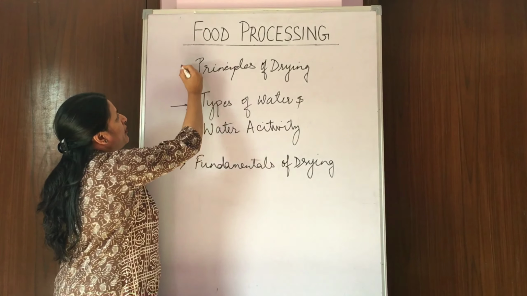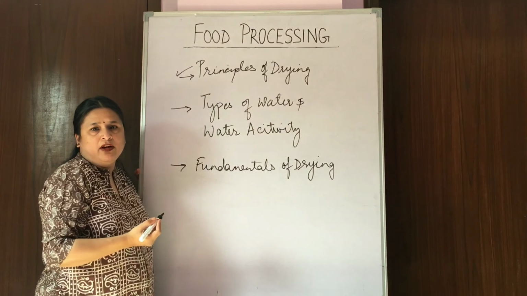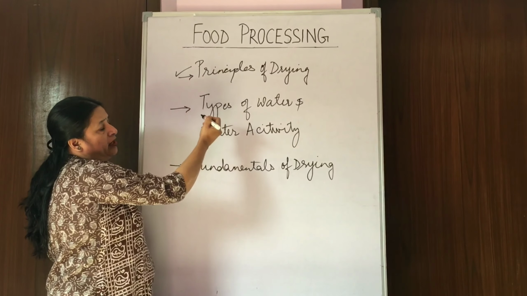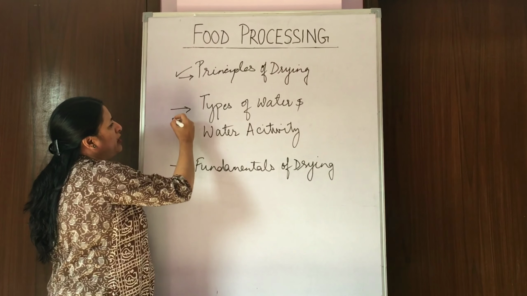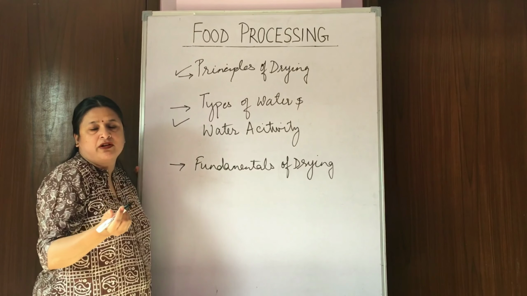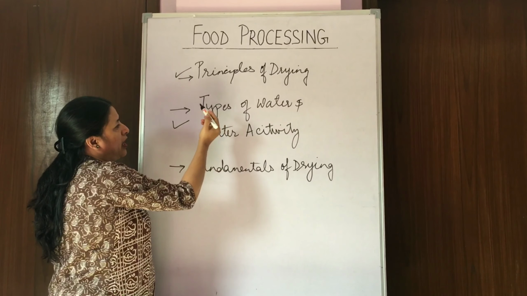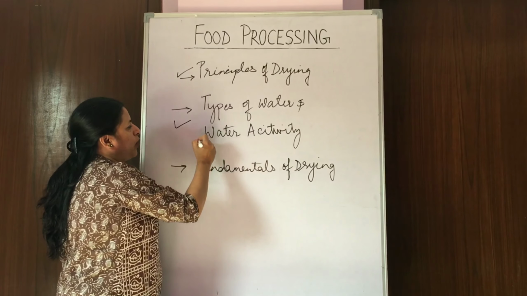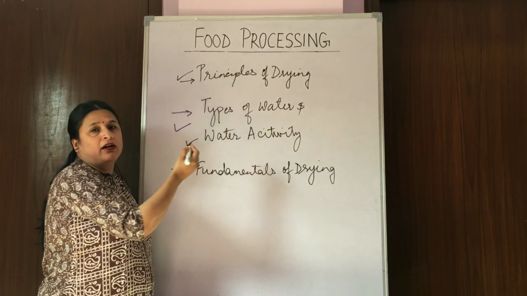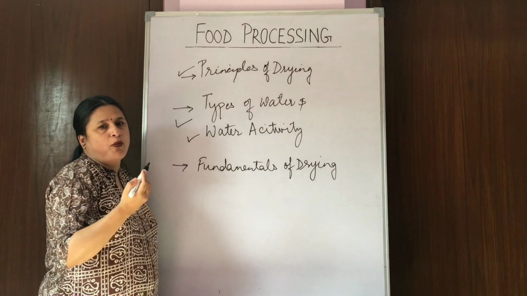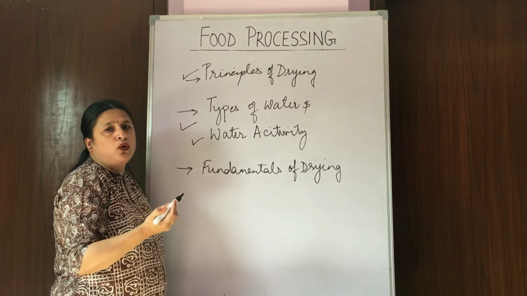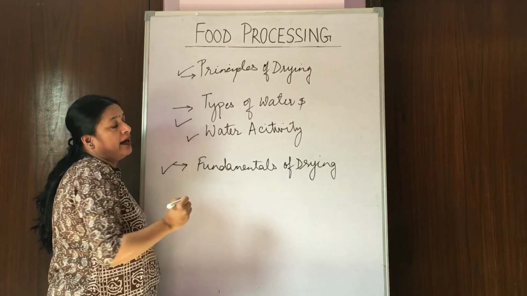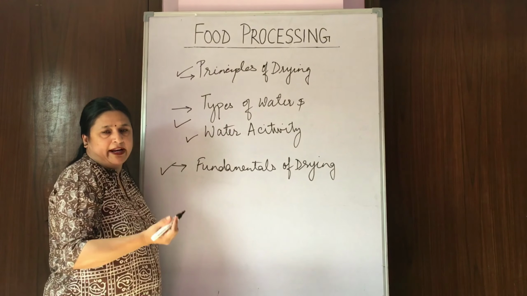So basically we will first study the principles of drying, what makes the food dry. Because we want to study the principle of drying, first we need to understand what kind of water or moisture is present in food. So we will discuss the various types of water found in food and what is water activity. This is again a term which is very important in regard to food drying. And then how is food dried and what are the fundamentals of drying.